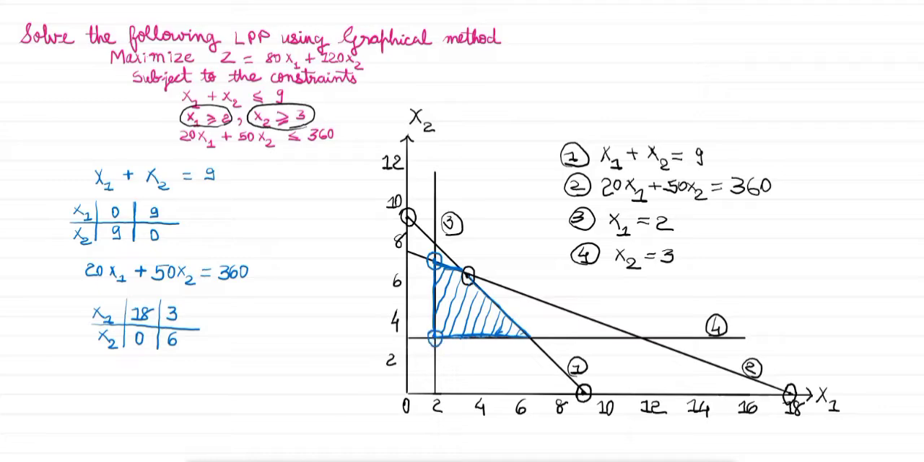Then after we'll find the corner points of this feasible region and we'll label it as A, B, C, D. Now as we can see very clearly that here x2 is 3 and here x1 is 2, which means that this point will be 2, 3. Then for B, this point will be 6, 3. And here this point is 3, 6. We have already found that.